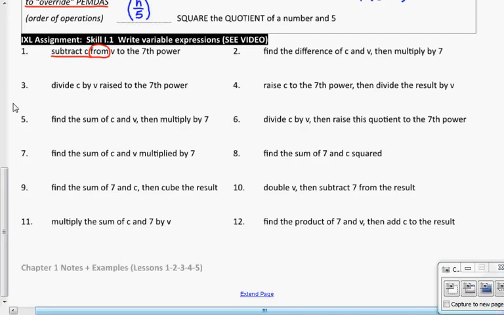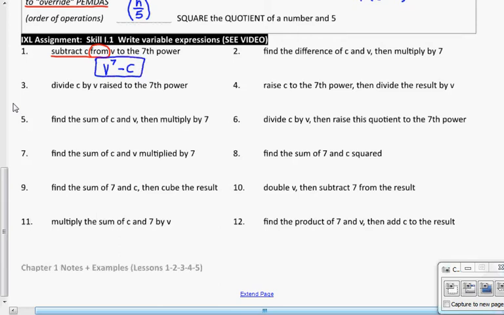Be careful anytime you're talking about subtraction. If you're going to subtract C from something, then you have to subtract C from something. We're subtracting it from V to the 7th power. So V to the 7th power minus C.